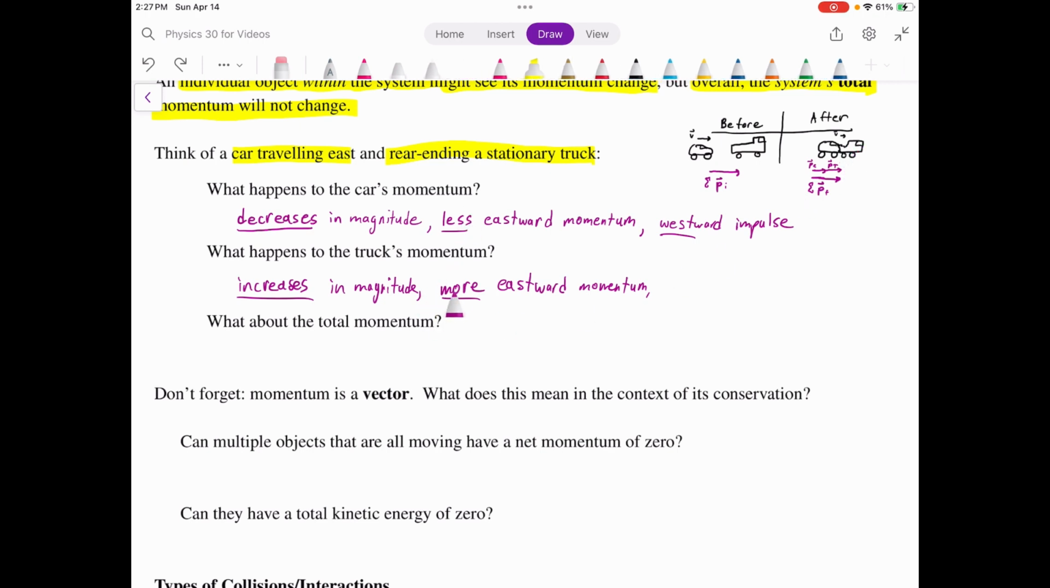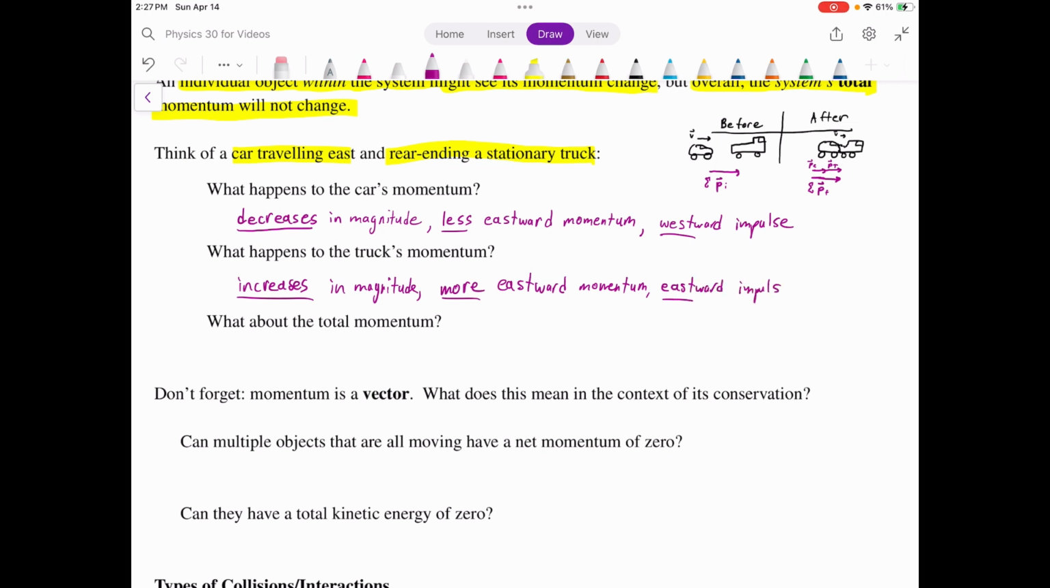Notice the parallels here, right? This one lost some momentum. This one gained some momentum to the east, right? That's keeping the total momentum constant. What one lost, the other gained. So the total momentum in the car-truck system has stayed constant. And what impulse has it experienced? It's experienced an eastward impulse, right?